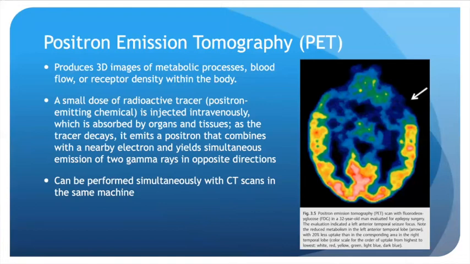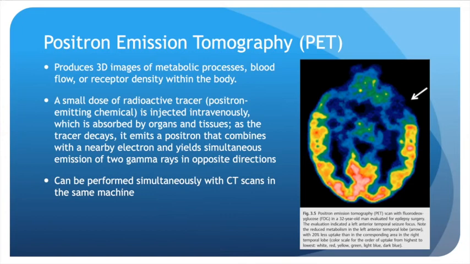Positron emission tomography, or PET scans. This produces 3D images of metabolic processes, blood flow or receptor density within the body. So a small dose of radioactive tracer is injected intravenously, which is absorbed by tissues and organs. And as the tracer decays, it emits a positron that combines with a nearby electron and yields simultaneous emission of 2 gamma rays in opposite directions that are then picked up.